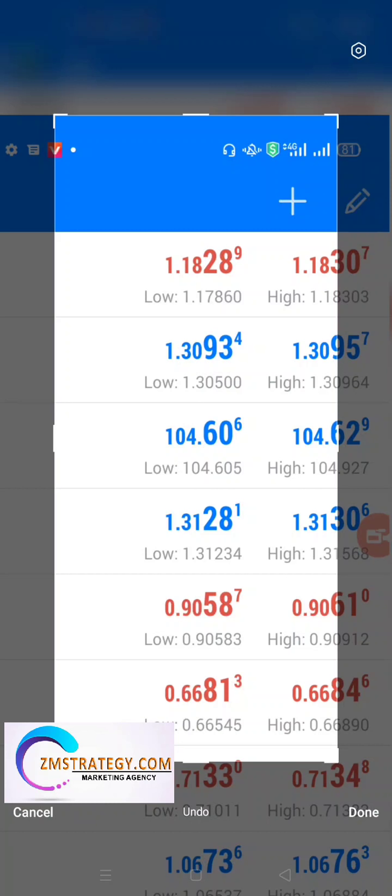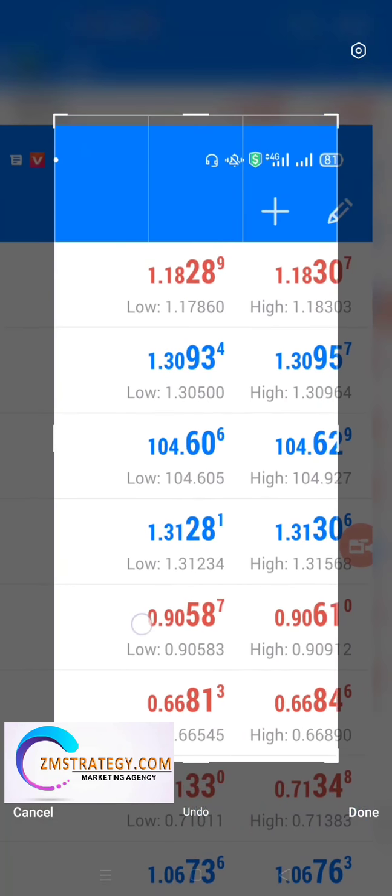We have gotten 2 pips since the 1.1828 has now moved to 1.1830. And if the 1.1828 moves to 1.1840, it means that we have gotten 12 pips. Understand this? It means that we have gotten 12 pips.